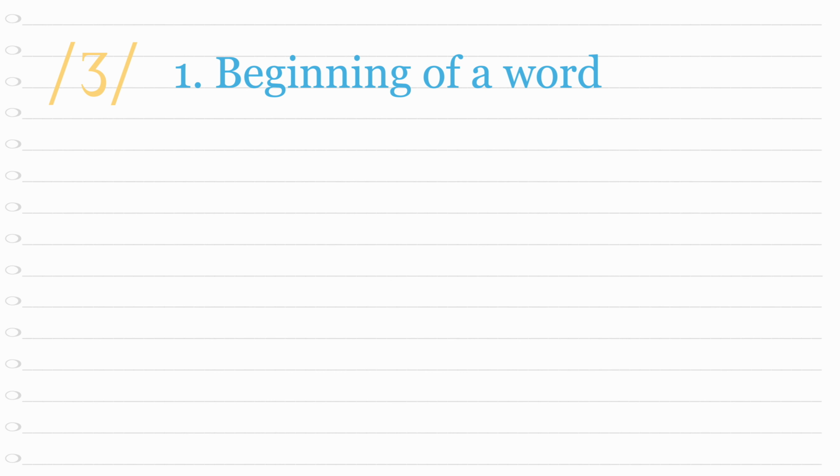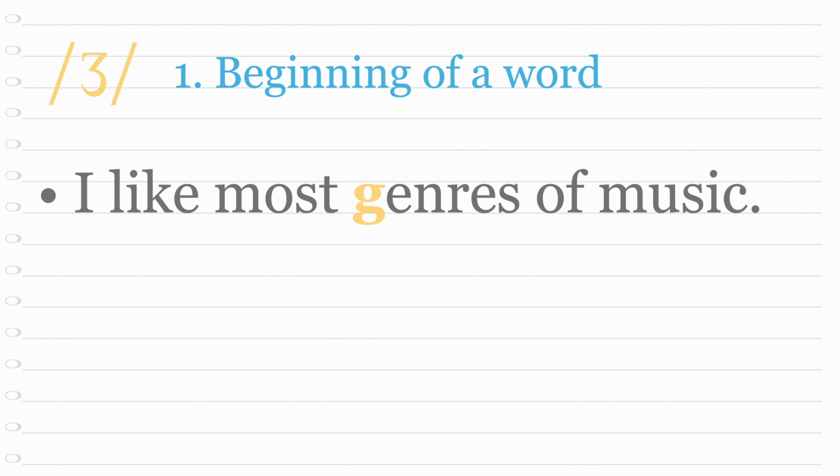Now, in fact, j at the beginning of a word is very rare in English. And normally, when we say this sound at the beginning of a word, it is borrowed from another language, mostly French. Like in the first example, we have the word genre. Now, genre means style or type of music, and we borrow this word from French. I like most genres of music. Genre. Please repeat. I like most genres of music.